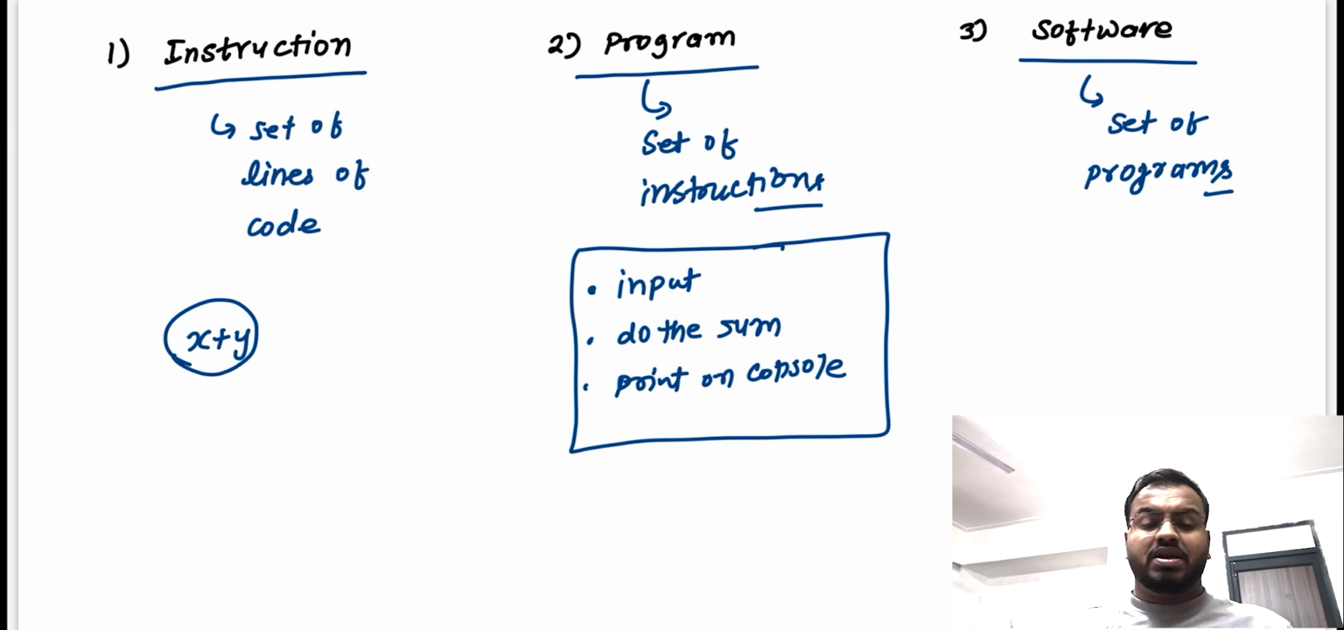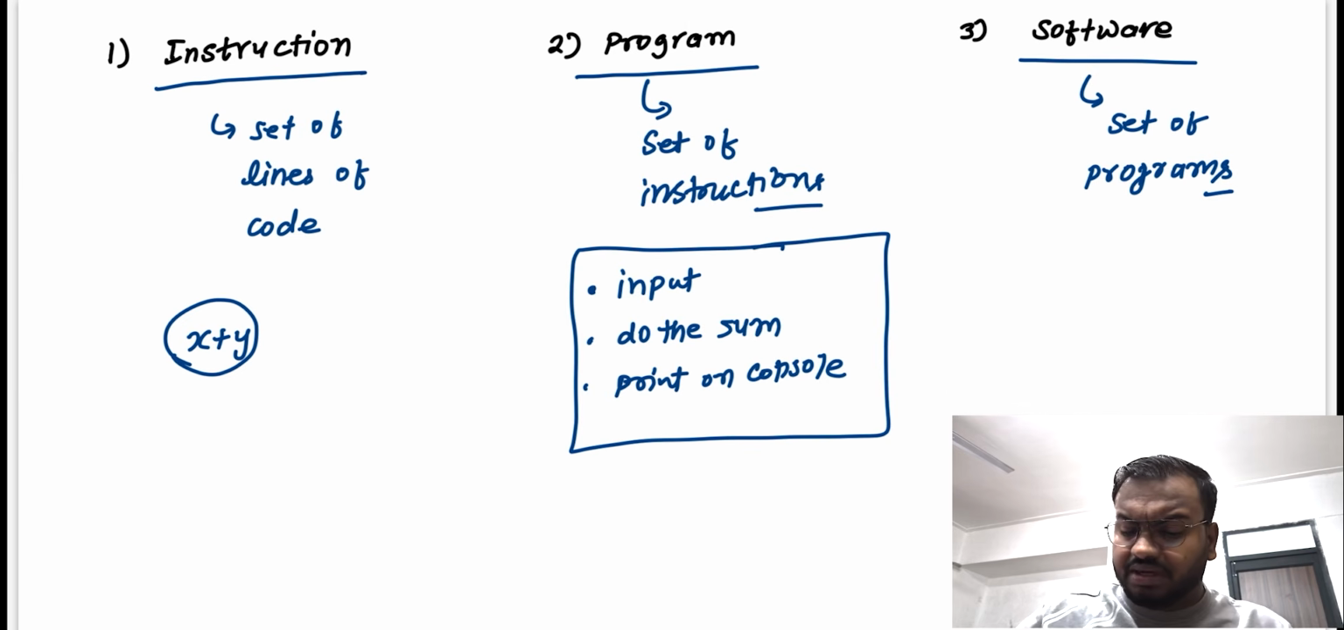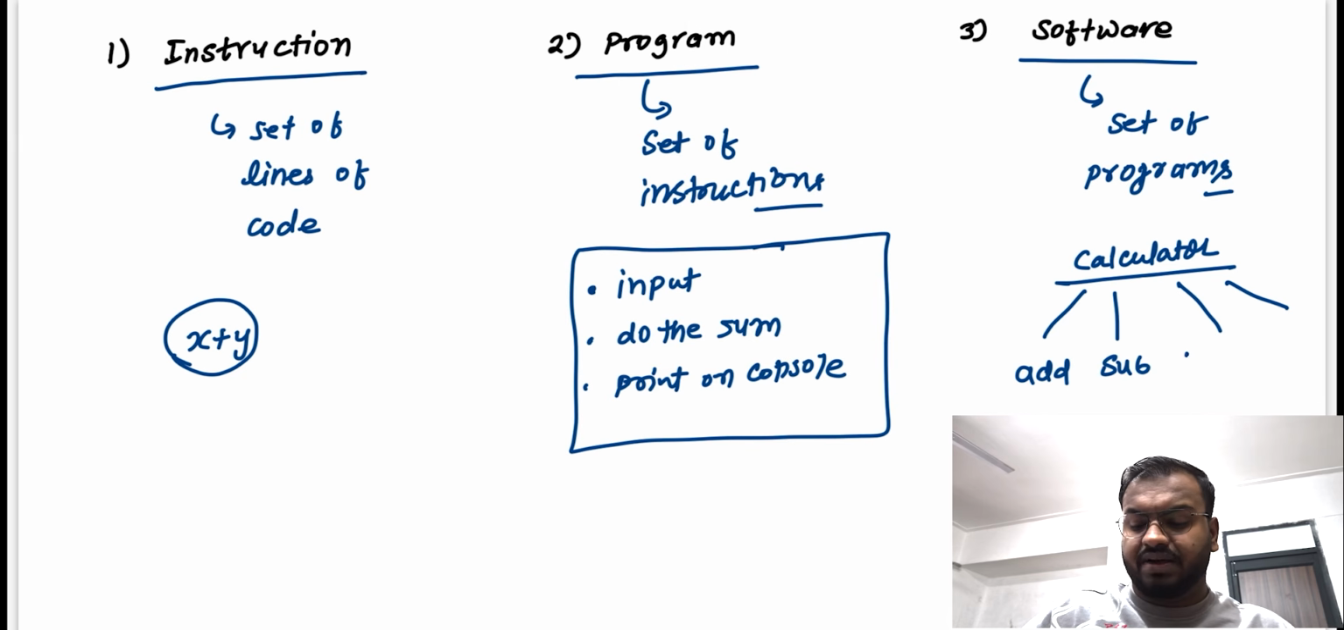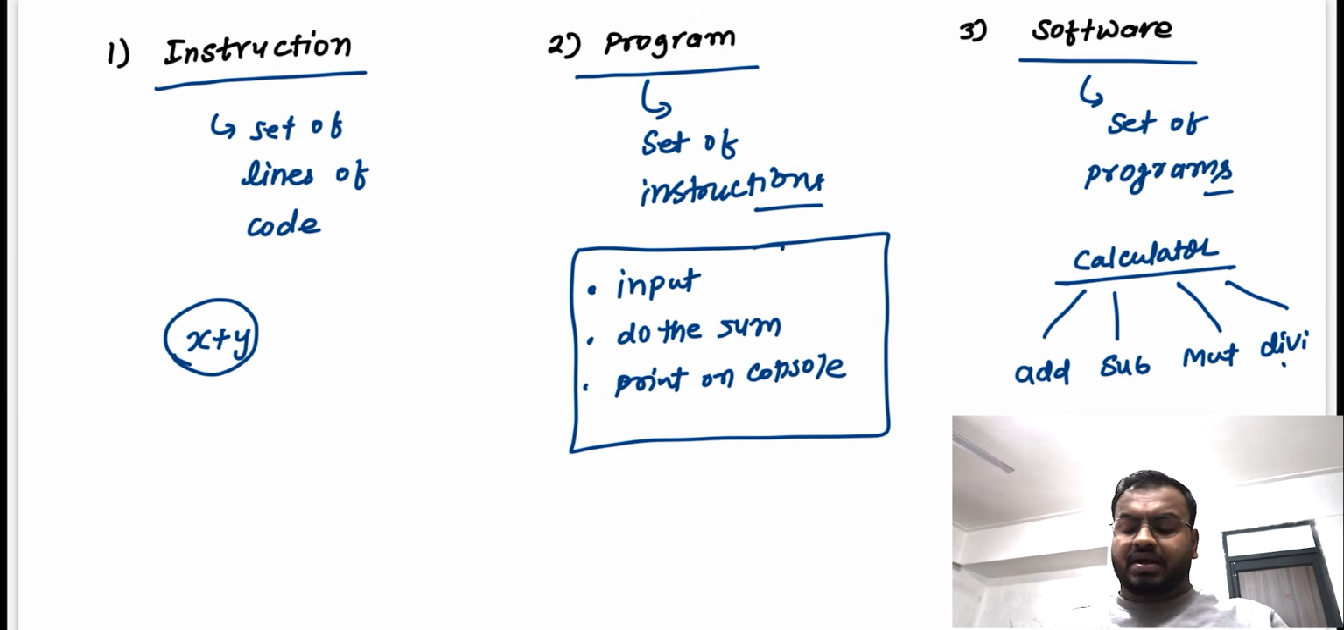And when you combine such multiple programs, that will become a software. For example, a calculator can have multiple programs, to add two numbers, to subtract two numbers, to multiply two numbers, and to divide two numbers. So when you combine multiple programs together, that will become a software. So this is the basic difference.